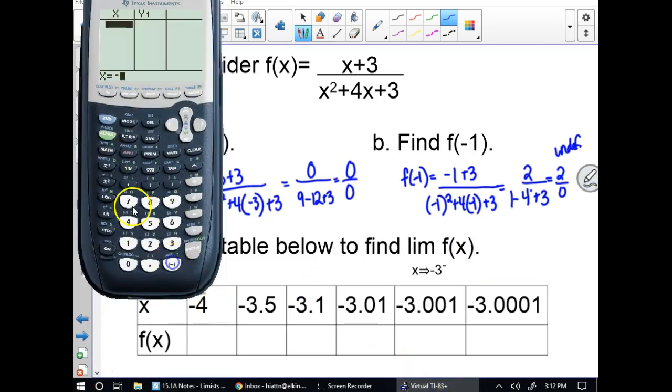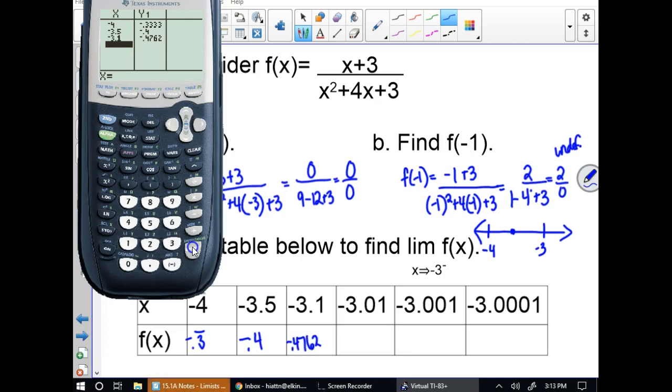So on our calculator, if we just type in -4, it's going to give us our value there, so -0.3 repeating. And then if I type in -3.5, which on the number line would be just a little bit closer, because if you're thinking here that you got -4 and -3, so -3.5 is right here, I get -0.4. And if I plug in -3.1, then I get -0.4762.